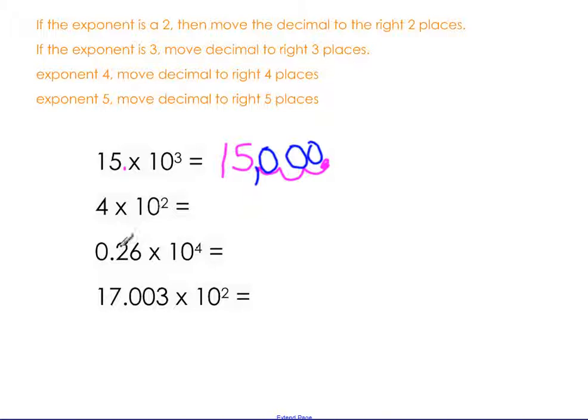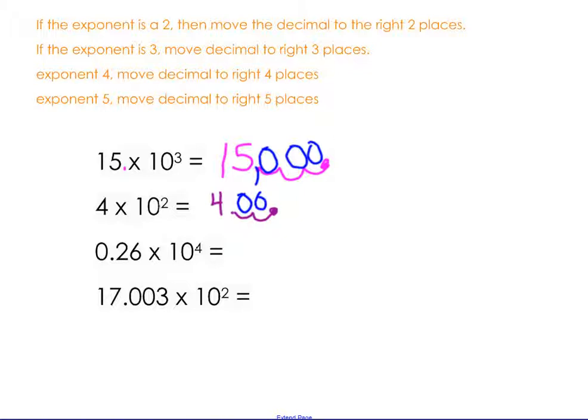Next, we have the number 4 times 10 to the second power, or 10 squared. The decimal point on 4 is at the end of 4, so we'll put the decimal point there. The exponent 2 indicates to move the decimal to the right 2 places. So we'll move it 2 places to the right, 1, 2, put the decimal point there, and then we need to fill in the 0 placeholders so that we get our answer of 400. So 4 times 10 to the second power is 400. Or if you knew that 10 to the second power is 100, that's 4 times 100, which is 400.